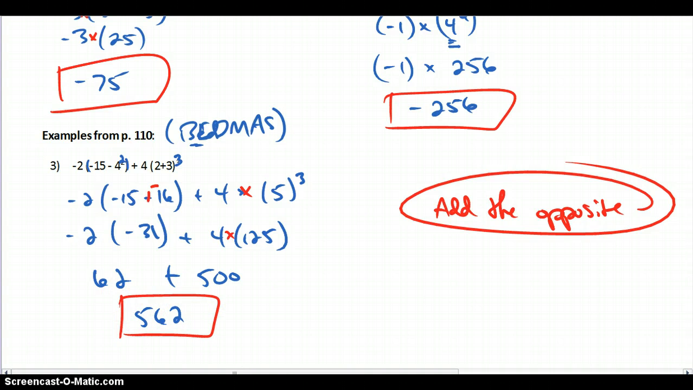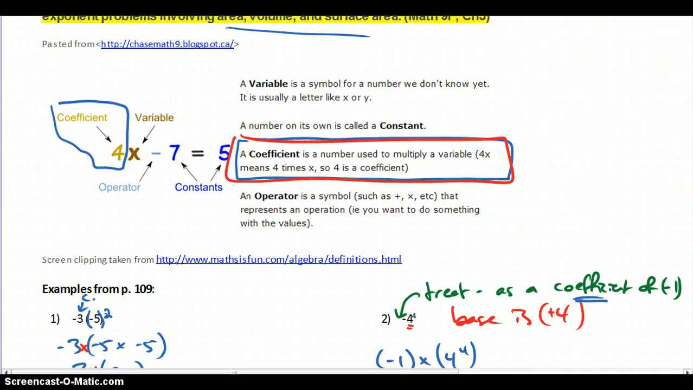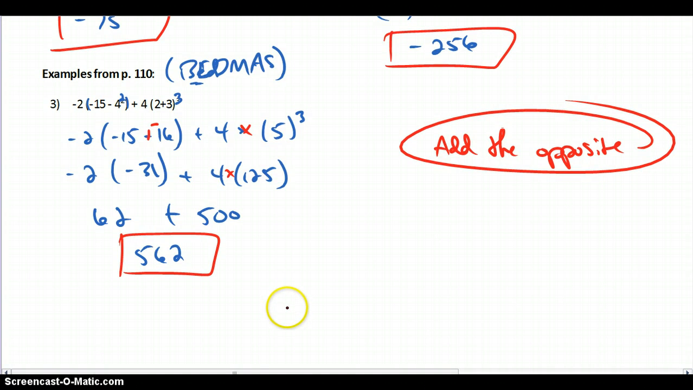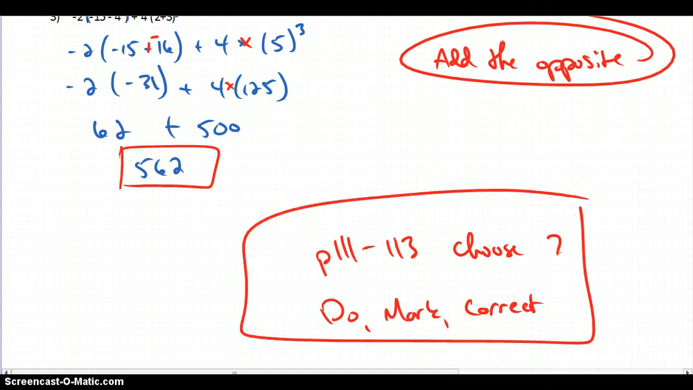Alright, just 3 examples there showing you that coefficient and how that plays into order of operations with exponents. So I'm going to suggest we look at page 111 to 113 now and choose 7 questions, and then as always, once they're done, mark them and correct them. And make sure that's just part of your process in doing your work here, guys. Good luck.